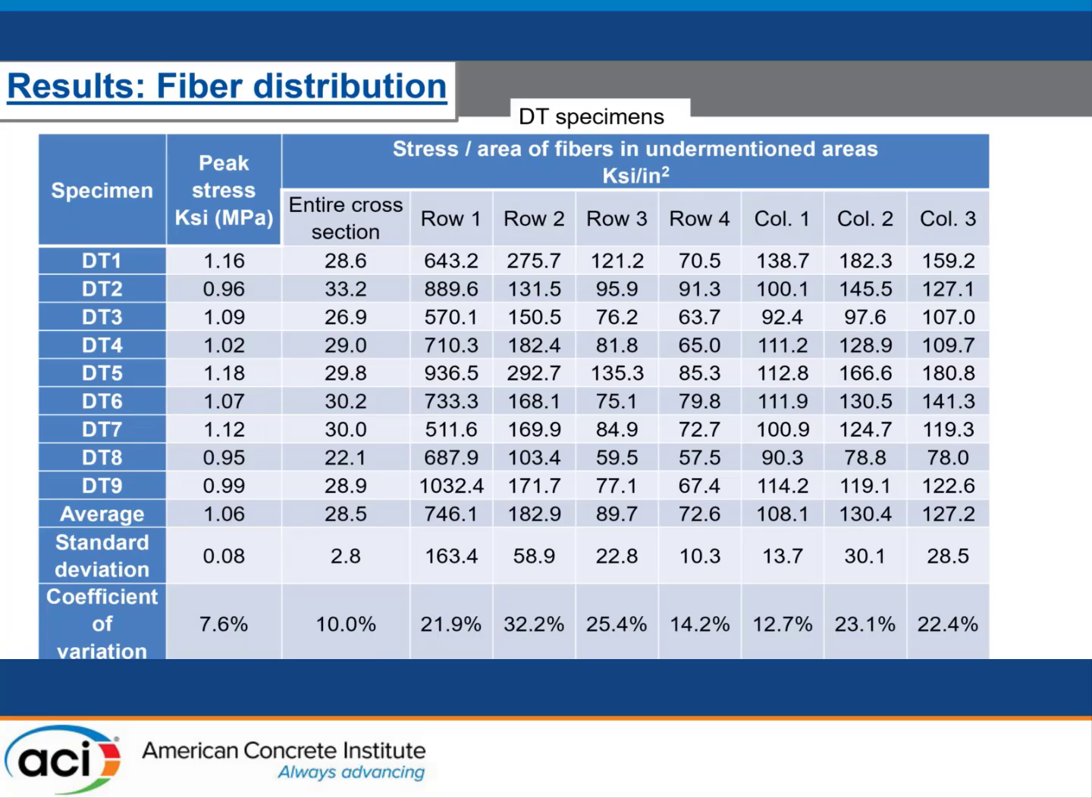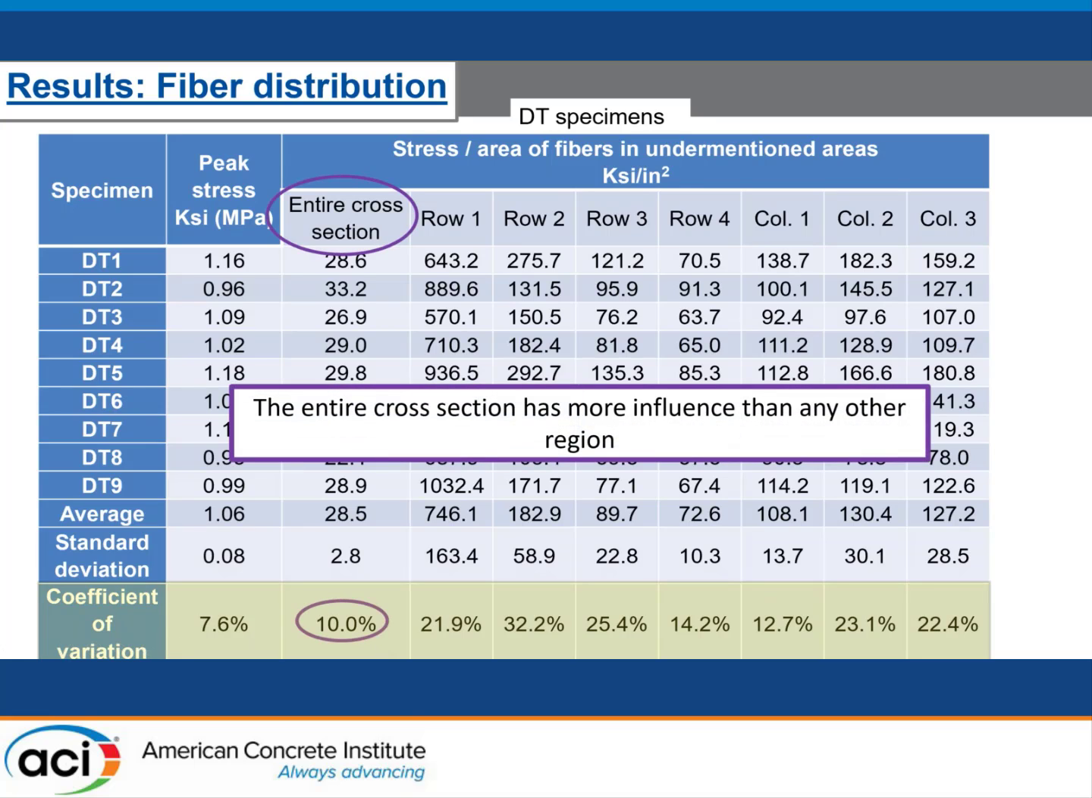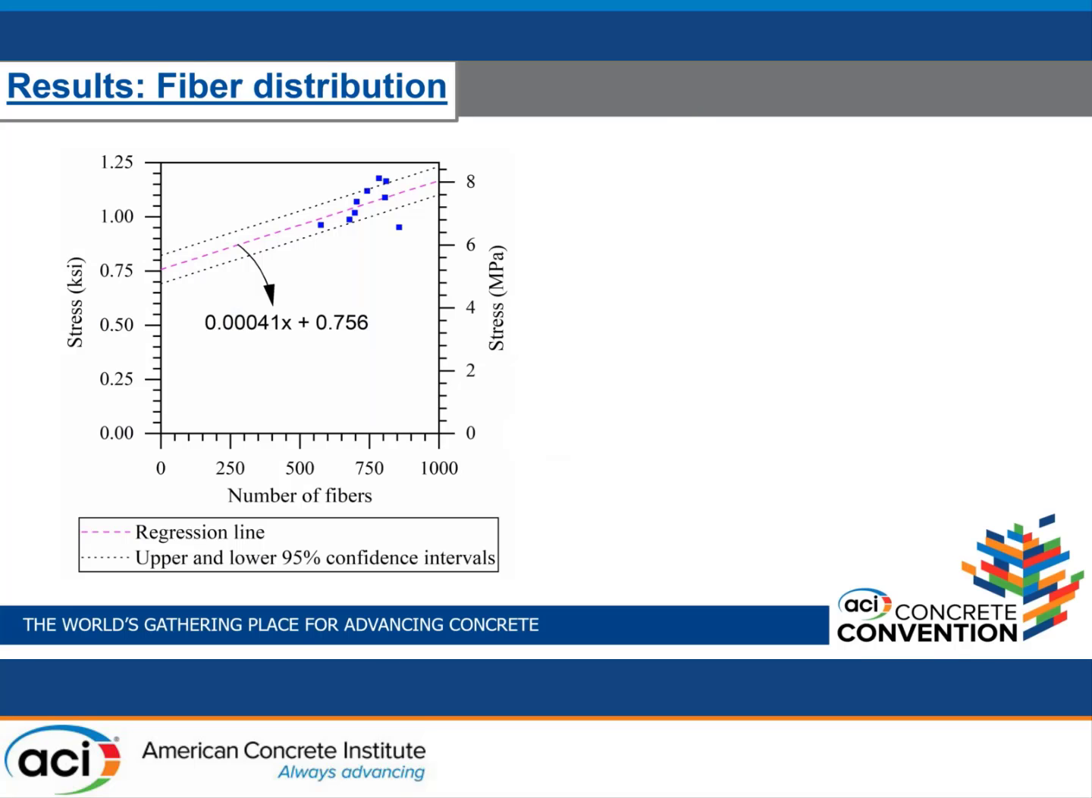And we did something similar for the direct tension specimens, in which we analyzed the area fibers in the entire cross-section and the rows 1, 2, 3, 4, and all the columns. And we did something very similar. Attention to the bottom of the screen right here. This is the row we're looking for. And we saw that, differently from the 4-point bending specimens, when we analyze the entire cross-section, it actually has more influence in the specimens than all the other selected areas.